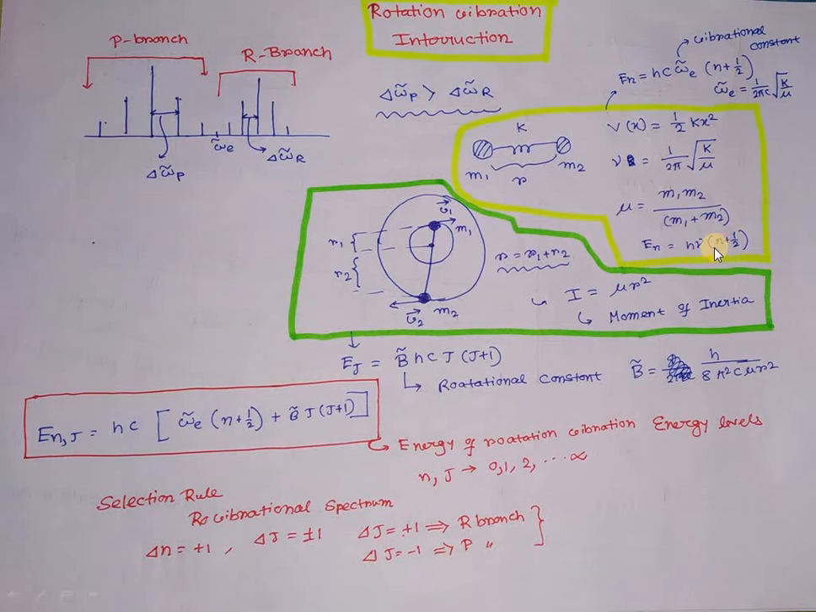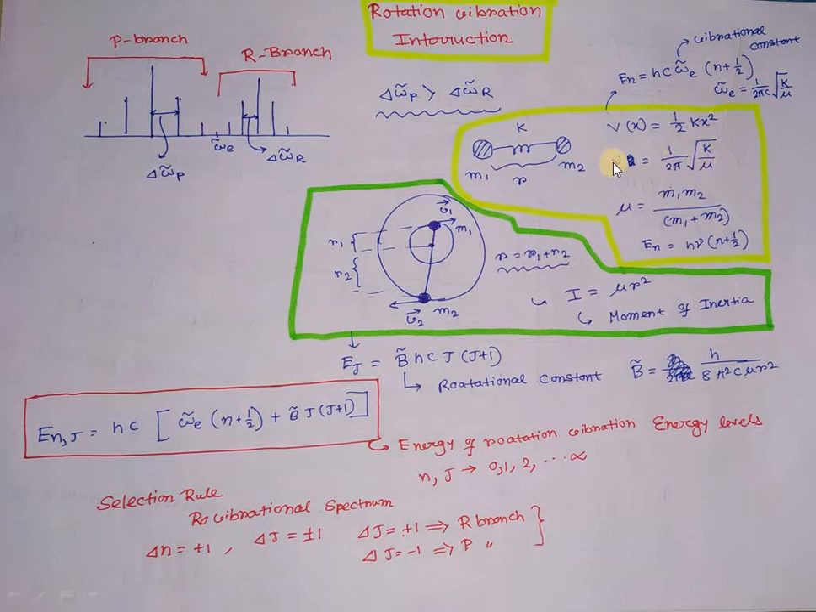Now the expression of energy for this type of harmonic oscillator system is En equal to h nu (n plus half), where n is the vibrational quantum number. Now this energy expression can be expressed in terms of wave number. So the energy expression in terms of wave number will be En equal to h c omega e bar (n plus half). Omega e bar is equal to 1 by 2 pi c root over of k by mu.